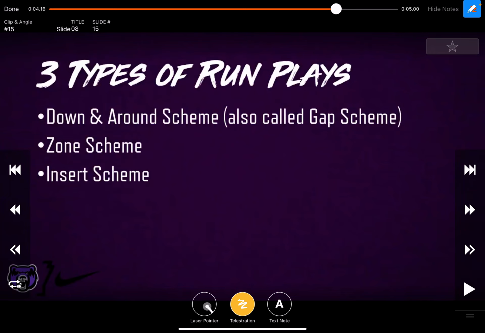The first one is the down and around scheme. Some people call this a gap scheme. I've called it that before, and they call it that because you have gap assignments on the play side of this play. But basically the gist of that, we'll get into in a second, is we're blocking down and we're pulling somebody around. Then there's the zone scheme, we'll get into that in a minute, and the third one is the insert scheme. So let's start breaking those three down and really get into the nuts and bolts of what those three things are.